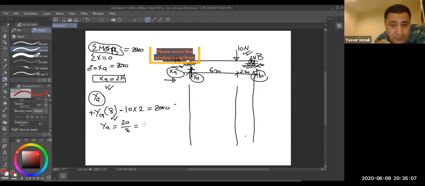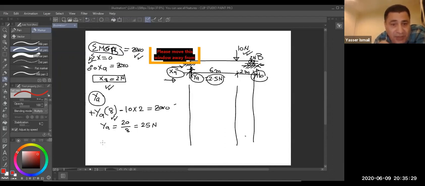Two, 0.5 Newton. So YA here equals 2.5 Newton. So the second equation now, I get moment at point B. This is the second equation. This is the first equation.